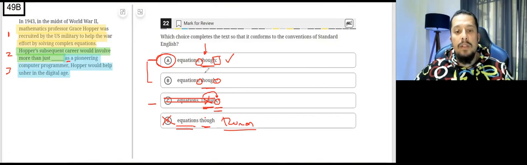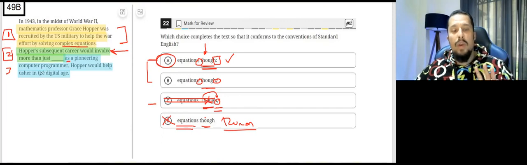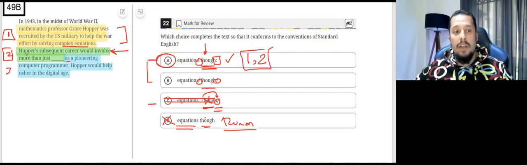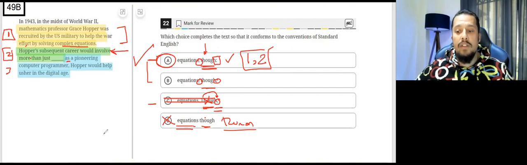Why? Because though at the end of the green idea contrasts idea 1 with idea number 2, which means what? Well, in idea number 1, Grace Hopper helped the war effort with complex equations. However, she did more. So though would contrast idea number 1 with idea number 2, the idea in the yellow and the idea in the green. And this is why answer A would be the best answer.